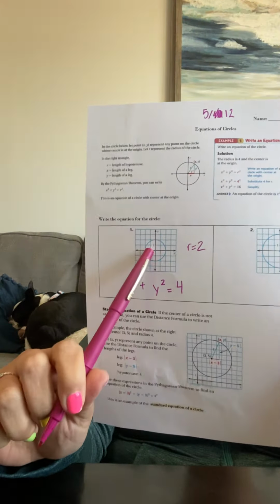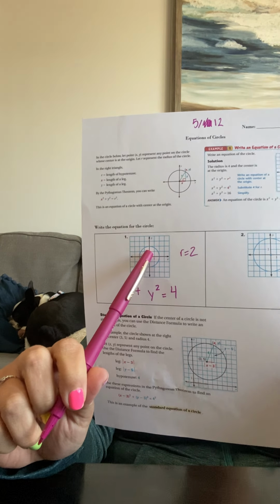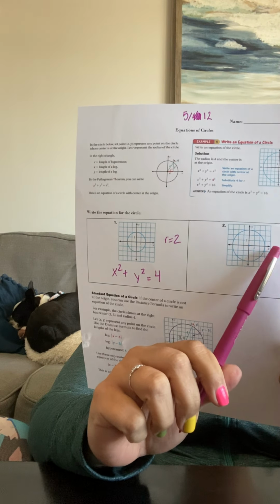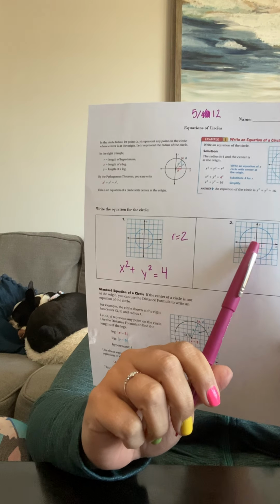All right, but this is only for when the middle part is on the origin. Notice here the middle part is on the origin, so we can do it again. The radius here is 3. So the equation here is going to be x squared plus y squared equals 3 squared, which is 9.